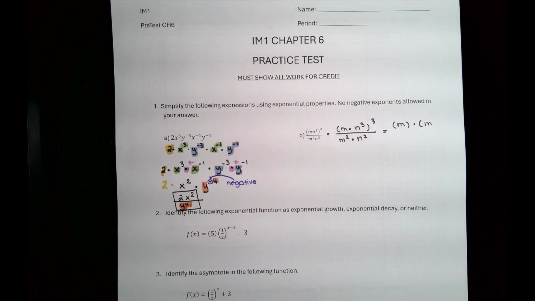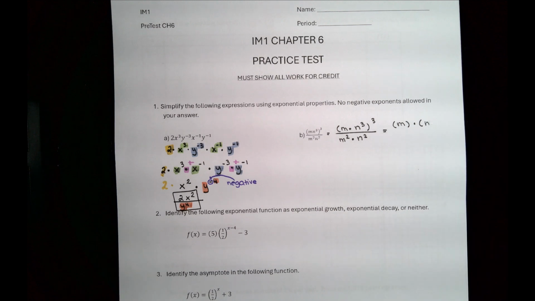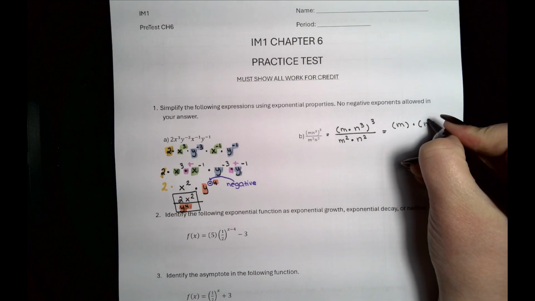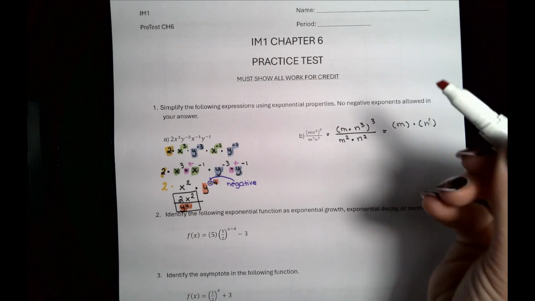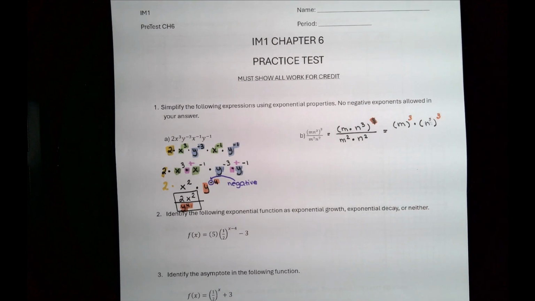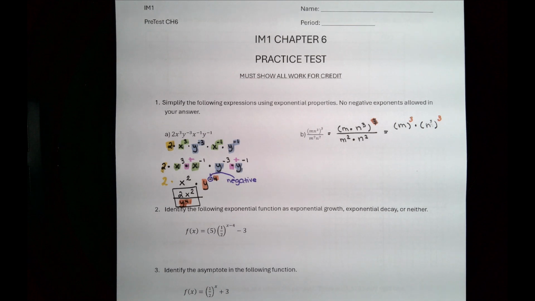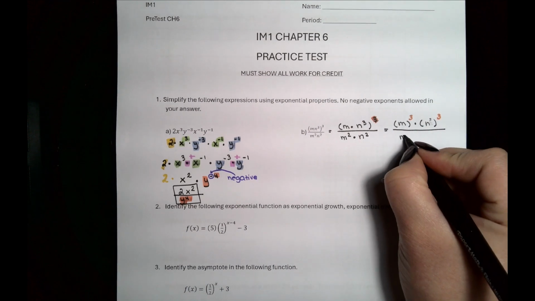Ooh, that should be an N, not an M. But everything on the inside of the parentheses gets its own parentheses. So an M gets a bubble and an N gets a bubble. And then this N is cubed. Now, outside of our parentheses, we did have a 3, so we are going to be placing an exponent of 3 outside of our parentheses. Now, in the denominator, I did not have parentheses, so they do not get parentheses.